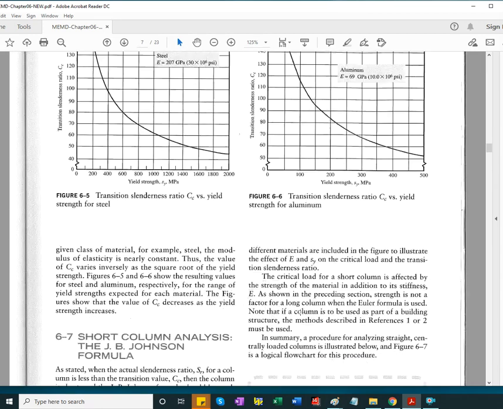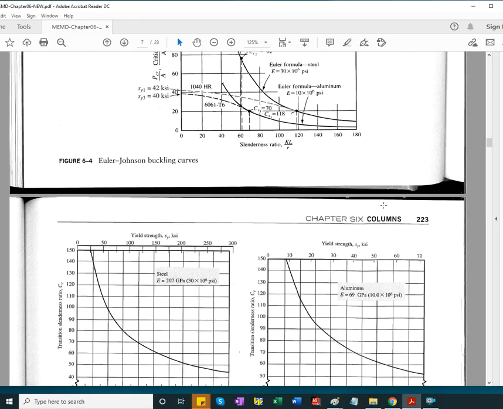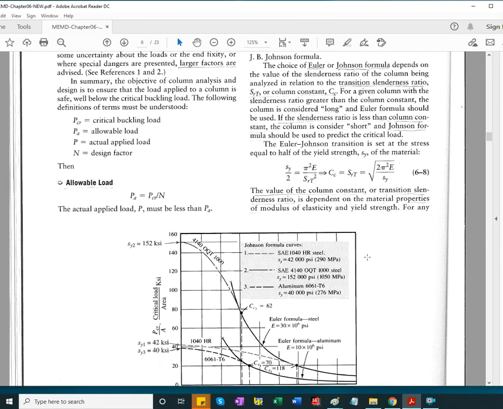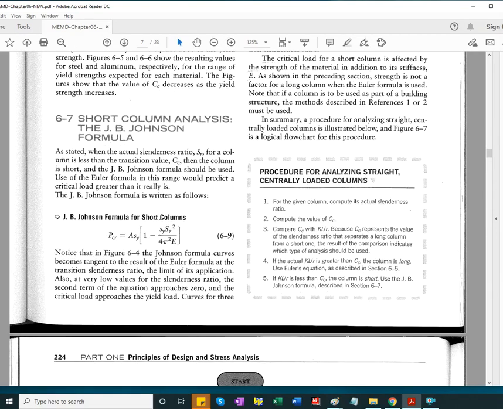And there, for short columns, for which the slenderness ratio is less than the column constant, the critical load is given by this equation. Again, no proof for it. So it's a function of area, the yield strength of the material, slenderness ratio, yield strength of the material again, and modulus of elasticity of the material of the column. Okay.